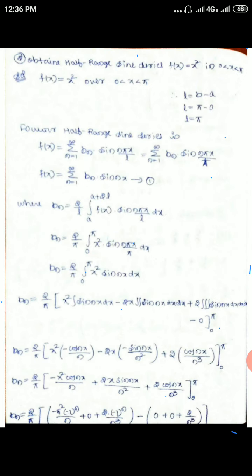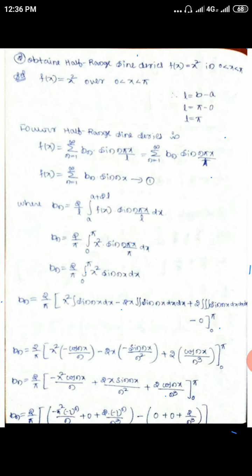Okay, next. Obtain half range sine series of f of x equal to x square in 0 less than x less than pi. So the given function is x square, earlier function was x, and earlier it was half range cosine series. Now it is half range sine series. F of x is x square over which range? 0 to pi is the range.